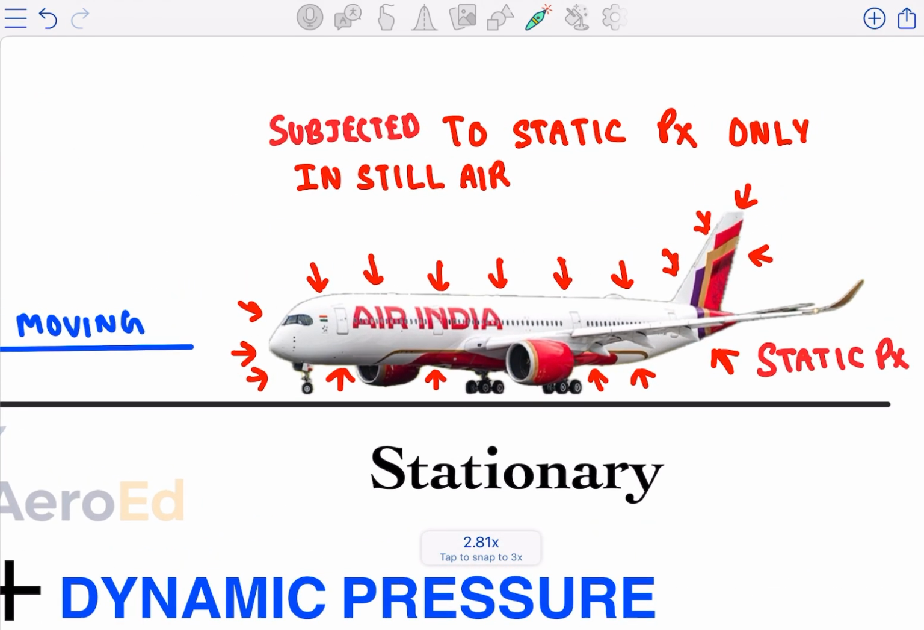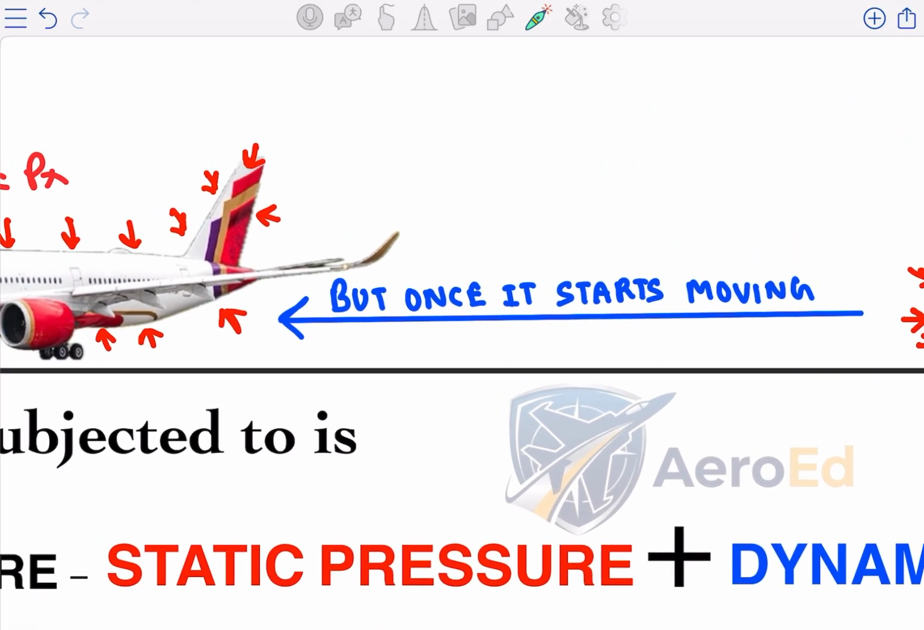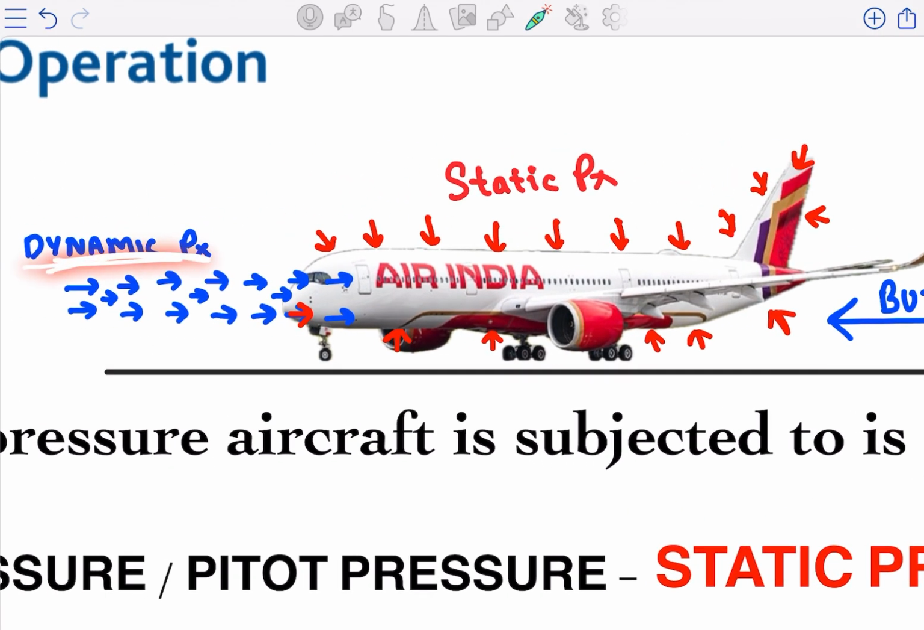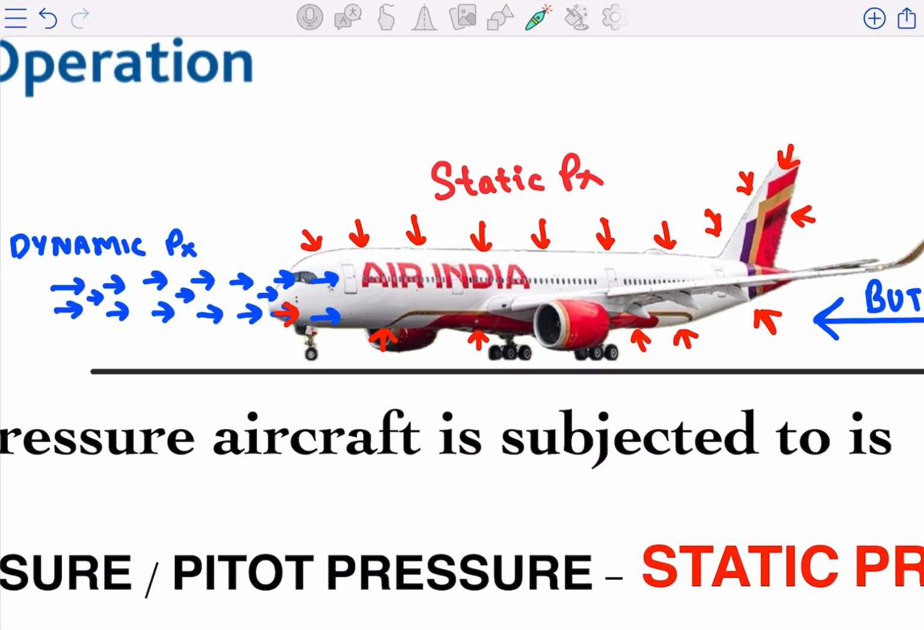In this image you can see that the aircraft is stationary and in still air. Still air means that there's no moving air, and that means the aircraft is subjected to only static pressure and there's no dynamic pressure. But when the aircraft starts moving, it is subjected to an additional pressure, which is the dynamic pressure. Along with it, the static pressure also exists.